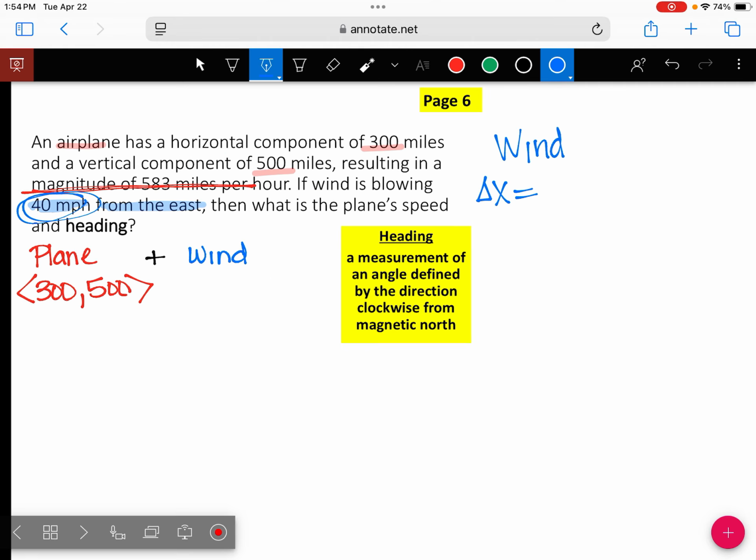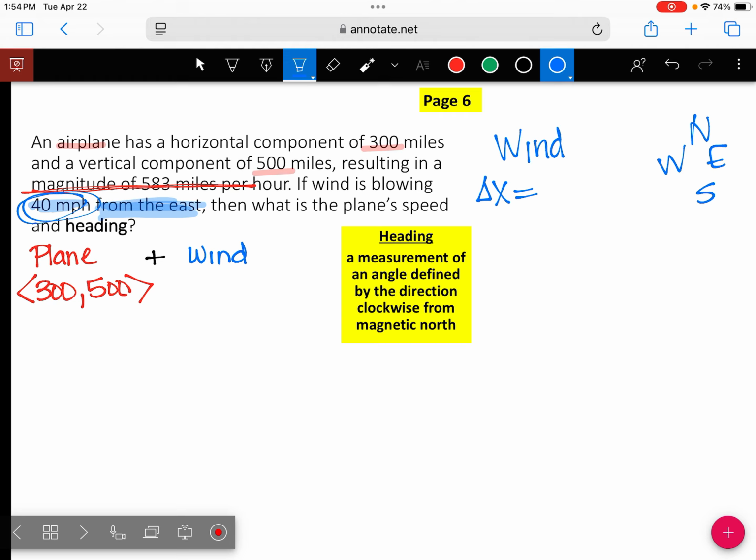But here's the thing that might be a little confusing. What direction is the wind blowing? Who says east? Who says west? So the key word is that it says it's blowing from the east. So that means it's going west.